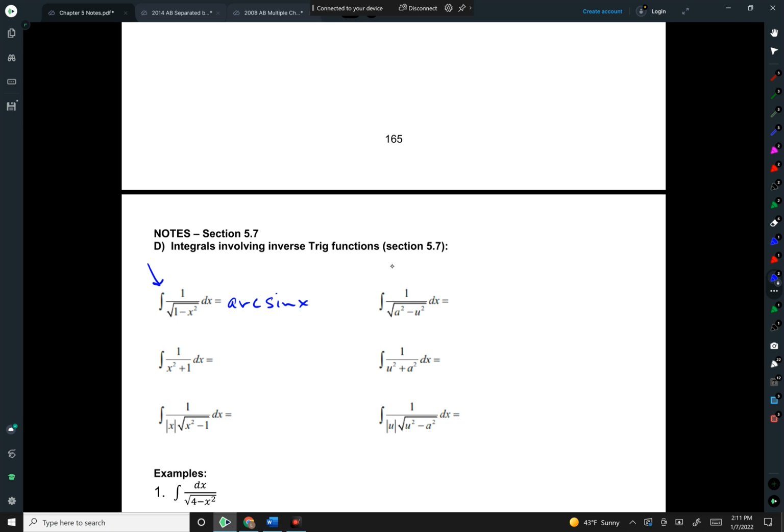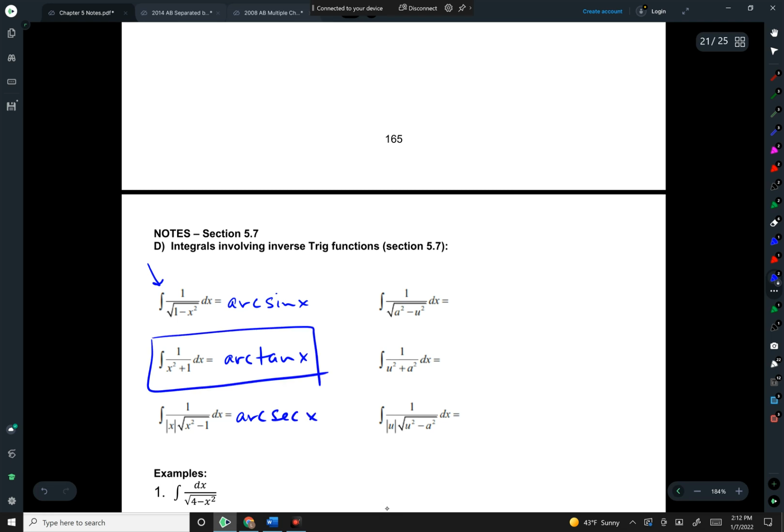Does that make sense? I just wrote the derivative formula backwards. And yes, they have a plus c. I'm not going to write the plus c. It's there. Okay? What about the next one? Arc tangent of x. And going down, the one we are least likely to see would be arc secant of x. The most likely is this one.